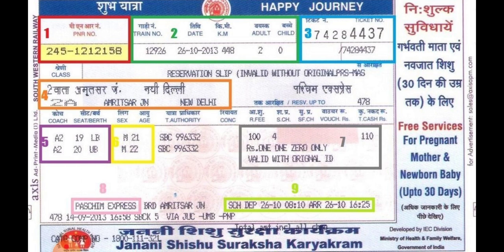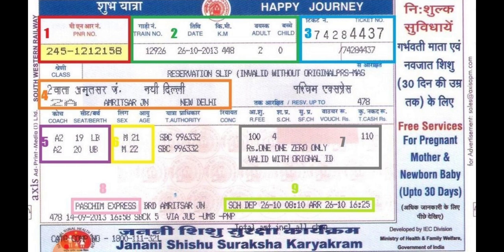Number 2. It is regarding the train number, date, kilometer, and details of the person who is traveling with this ticket. So first is the train number, 12926. The date of journey is 26th October 2013. Kilometer means the distance traveled by that person using this ticket, which is 448 kilometers.